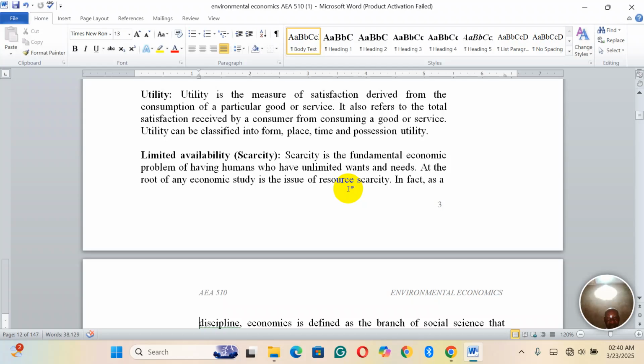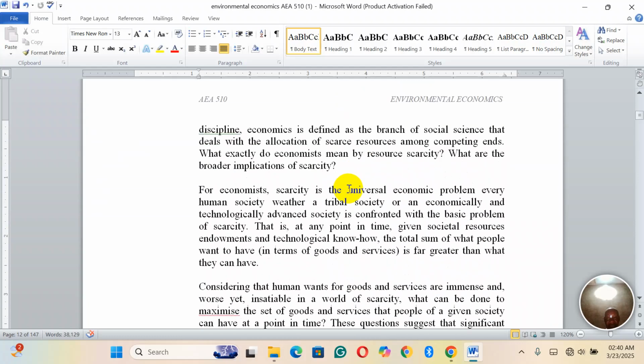So, limited availability, scarcity. Scarcity is the fundamental economic problem of having humans who have unlimited wants and needs. At the root of any economic study is the issue of resource scarcity. In fact, as a discipline, economics is defined as a branch of social science that deals with the allocation of scarce resources among competing ends. And what exactly do economists mean by resource scarcity? What are the broad implications of scarcity?